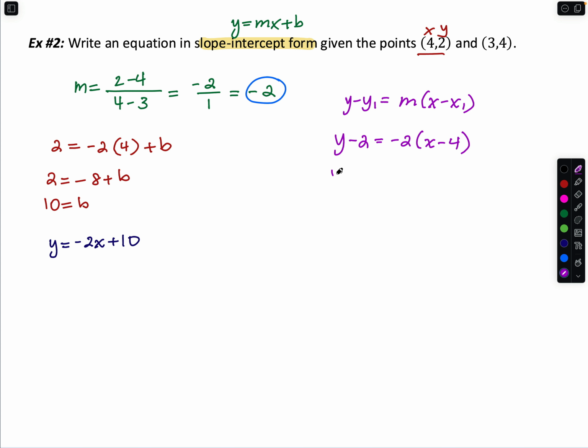Distribute the negative 2 through. Y minus 2 equals negative 2x. And then negative 2 times negative 4 is going to be positive 8. And lastly, we want it to look like this here. So we're going to add 2 to both sides. So you're going to get y equals negative 2x, and then 8 plus 2 is 10, which matches what we got here.